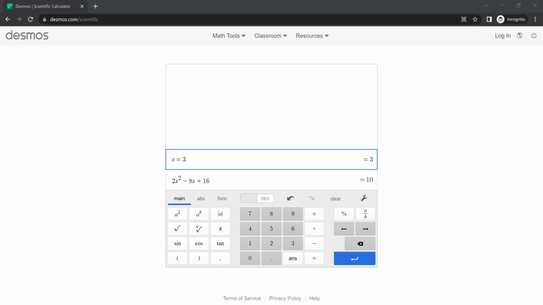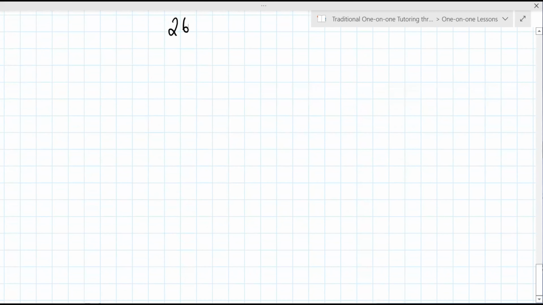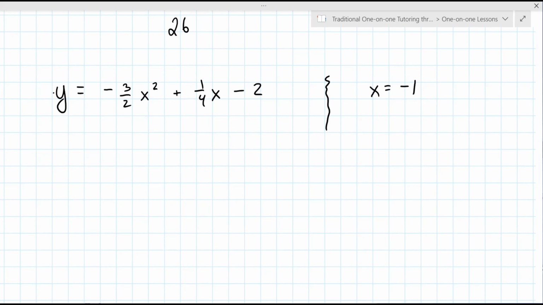All right. So let me go back to the other screen, and let me give you one to try here. All right. So let's say we're looking at y equals -3/2 x² + 1/4 x - 2. And I want x to equal -1. Okay, so I'd like you to try that Desmos Scientific for this. Do you have the ability to pull that up and try that? Yes. Okay.